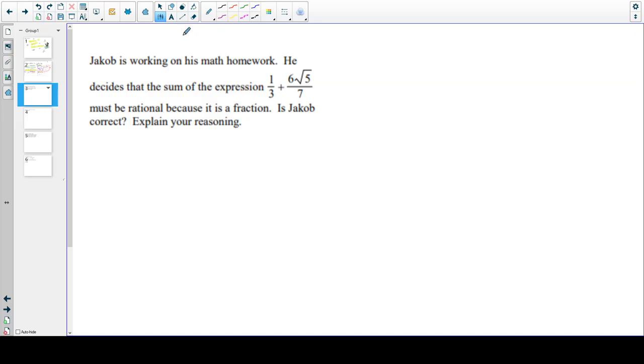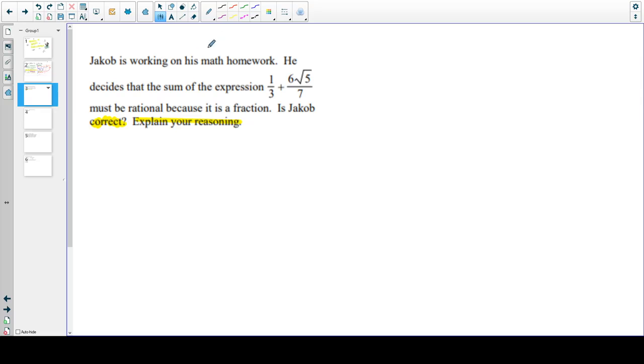I'm not going to write out all of it. I'm just going to try to annotate this question. So we need to know if Jacob is correct, and we need to explain our reasoning.